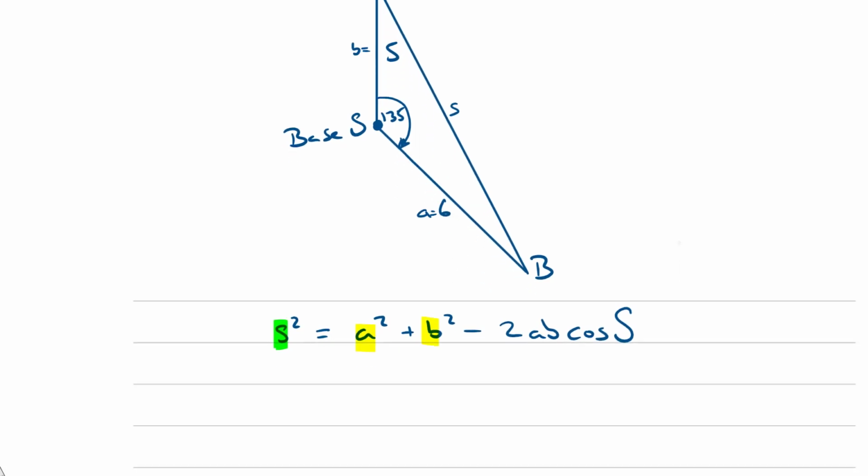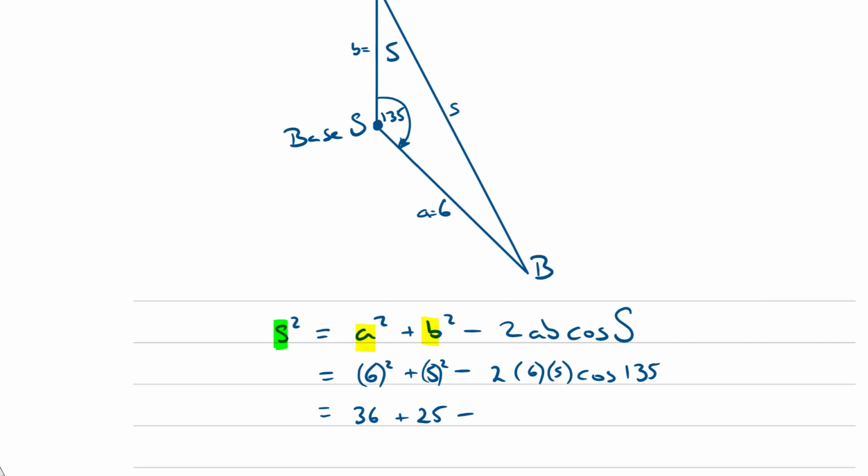So now it's just a matter of putting the numbers in. So A we know is 6, so that's 6 squared. B we know is 5, so that's 5 squared. Minus 2 lots of 6 times 5 times the cosine of 135. Now you can just bash it all in at this point, but I like to try and do as much maths as possible because I know my mental arithmetic is quite good, and tapping stuff into the calculator can sometimes lead to mistakes. So I'll try and do as much as possible.